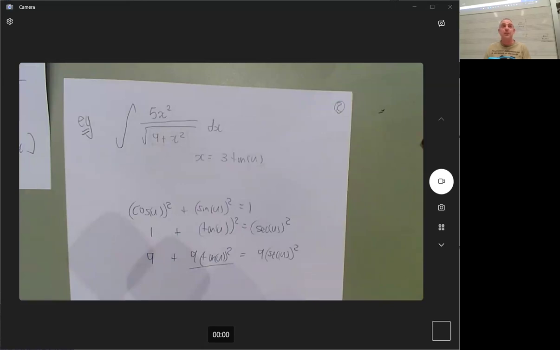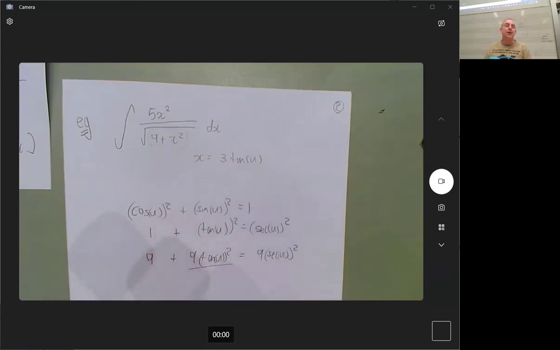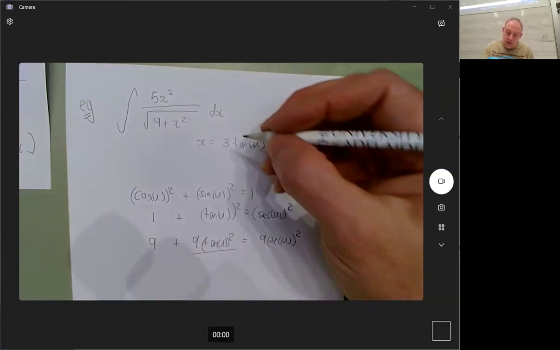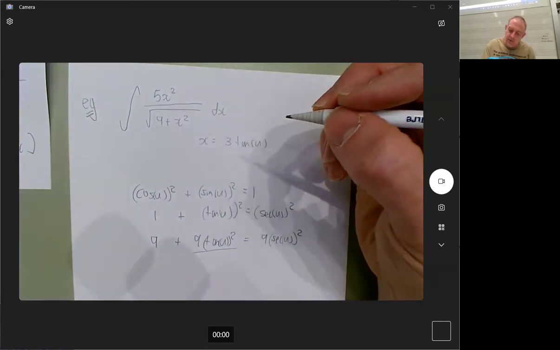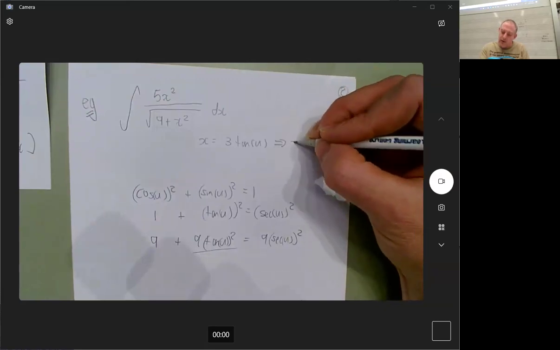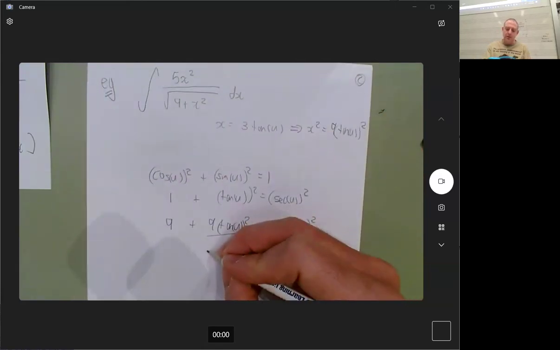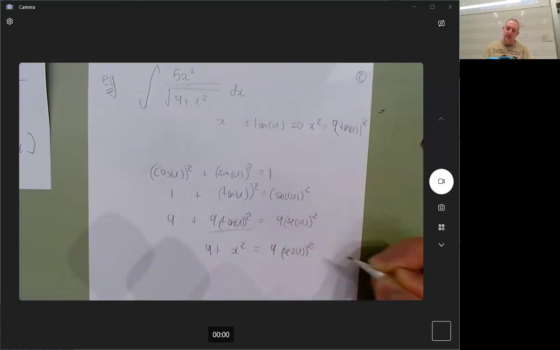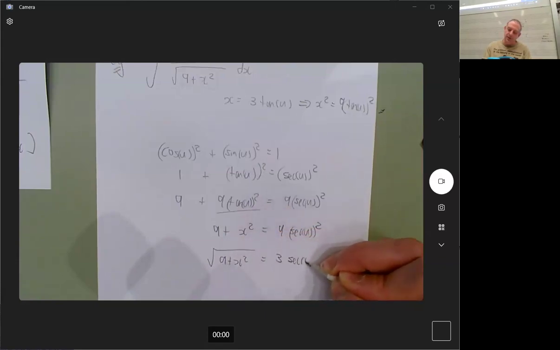Some people who have extremely good memories, better than mine, can look at this and just remember what they're supposed to do. But I cannot. So this tells me what I have to do. If this is 3 tan u, that means x squared is 9 tan squared u. And so 9 plus x squared is 9 sec squared u. And therefore root 9 plus x squared is 3 sec u.